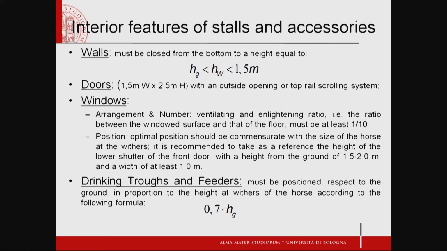For the windows, it is very important to define the arrangement and the number based on ventilation, and the lighting ratio must be at least 1 to 8. The optimal position should be commensurate with the size of the horse at the withers. In this case, it is recommended to take as a reference the height of the lower shelf of the front door, with a height from the ground of about 1.5–2 meters, and a width of at least 1 meter. Drinking troughs and feeders must be positioned with respect to the ground in relation to the height at the withers of the horse, according to another simple formula where the height is 0.7 times the height at the withers of the horse.